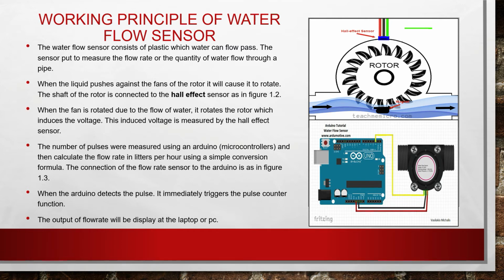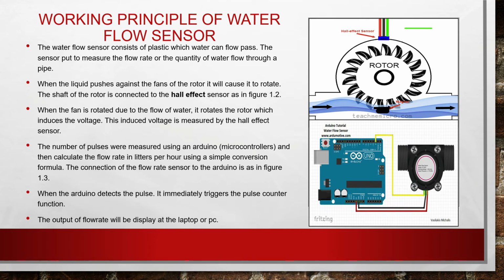The connection of flow rate sensor to Arduino as in figure kat bawah tu. So dalam sensor ni juga dia ada 3 wire. 3 wire tu kita connectkan macam dekat gambar kat bawah tu. Kuning kat atas tu, hitam dengan merah kat bawah tu.